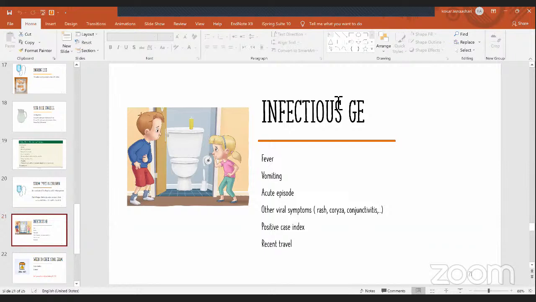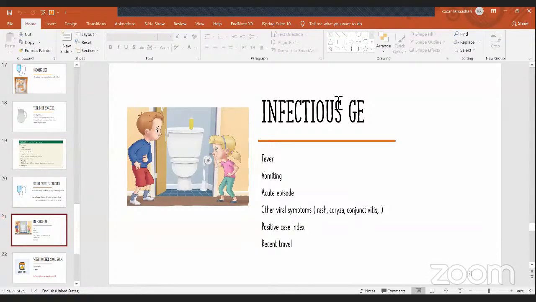So there are some signs in favor of an infectious source for gastroenteritis, like fever, like vomiting, like an acute episode with no chronicity. Other viral symptoms, for example, a patient comes to you with symptoms of coryza, rhinorrhea, sneezing, conjunctivitis, okay? And she also has diarrhea. So it's very probable that this diarrhea has a viral source, okay? Positive case index: there are 3 children in the family with diarrhea. It's very, very probable that it's infectious.